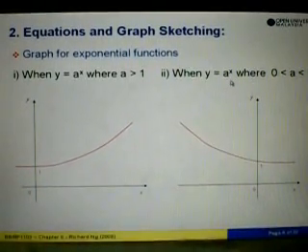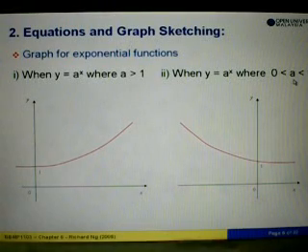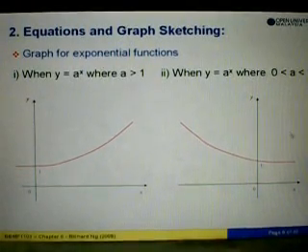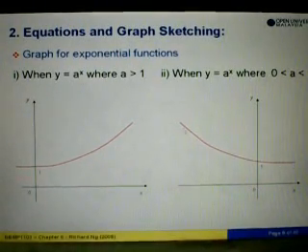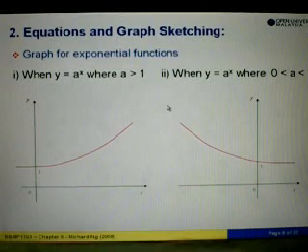And when y equals a to the power x, where a is between 0 and 1, the graph will move to the left, upwards to the left. Okay.